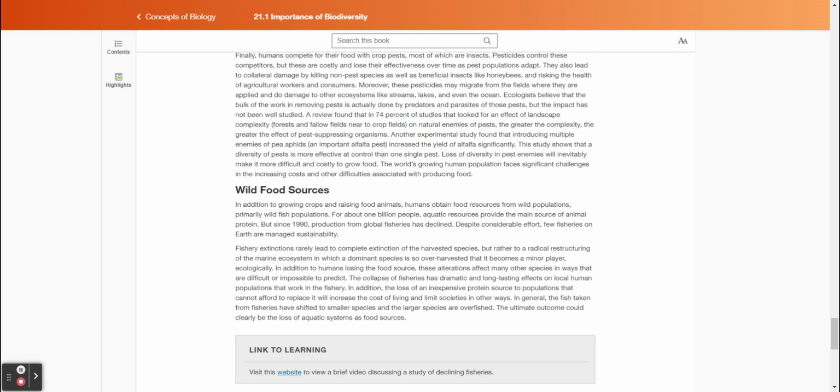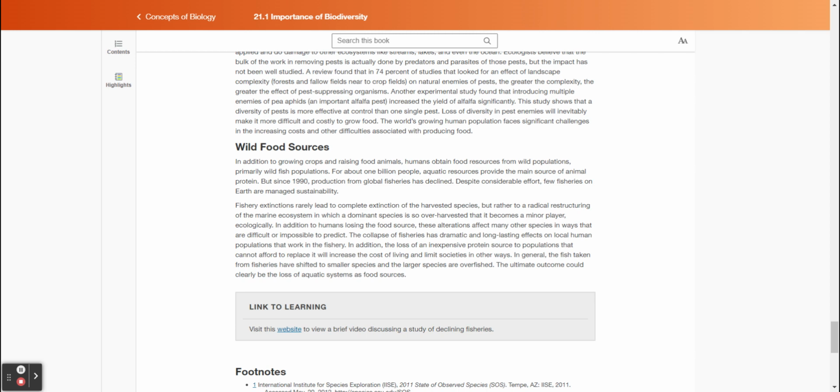A review found that in 74% of studies that looked for an effect of landscape complexity, forests and fallow fields near to crop fields, on natural enemies of pests, the greater the complexity, the greater the effect of pest-suppressing organisms. Another experimental study found that introducing multiple enemies of pea aphids, an important alfalfa pest, increased the yield of alfalfa significantly. This study shows that a diversity of pest enemies is more effective at control than one single enemy. Loss of diversity in pest enemies will inevitably make it more difficult and costly to grow food. The world's growing human population faces significant challenges in the increasing costs and other difficulties associated with producing food.